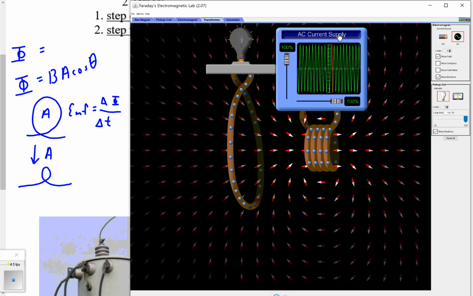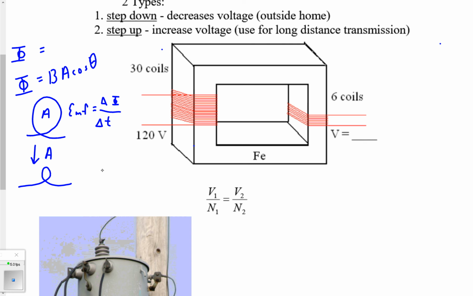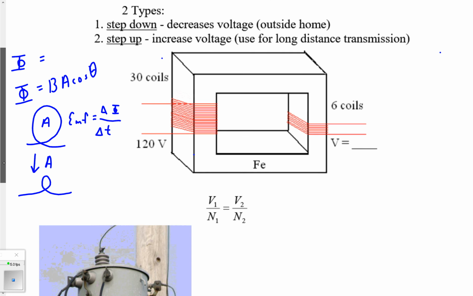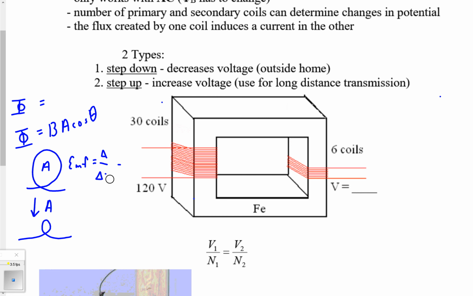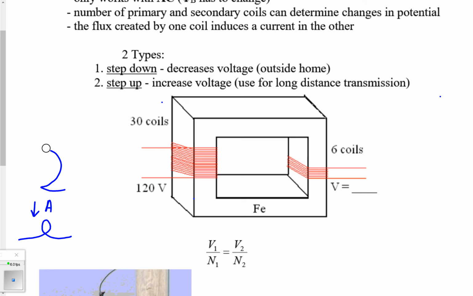You should have a little general idea of everything going on at this point. So this is how a transformer works. There's two types of transformers: there's step up and there's step down transformers. So the name should kind of be self-explanatory. A step-up transformer increases your voltage, while a step-down transformer decreases your voltage.